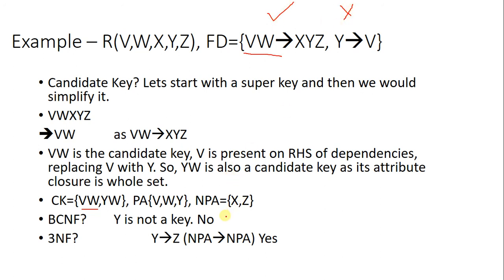Now we check for third normal form, and the third normal form says that a non-prime attribute cannot determine non-prime attributes. VW is a prime attribute, so it is okay. But Y is also a prime attribute, and V is also a prime attribute, so it's also okay. So yes, it is in third normal form. So this is how we check the highest normal form in a relation.